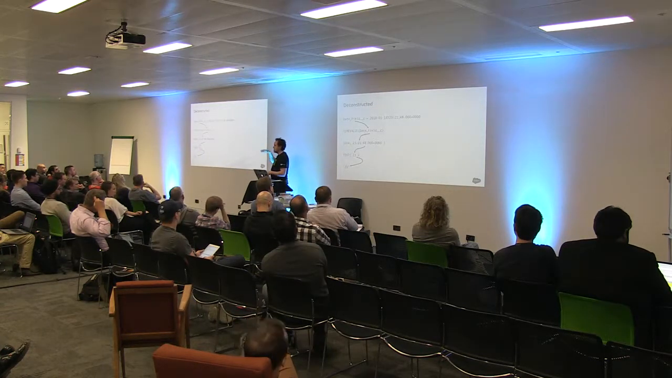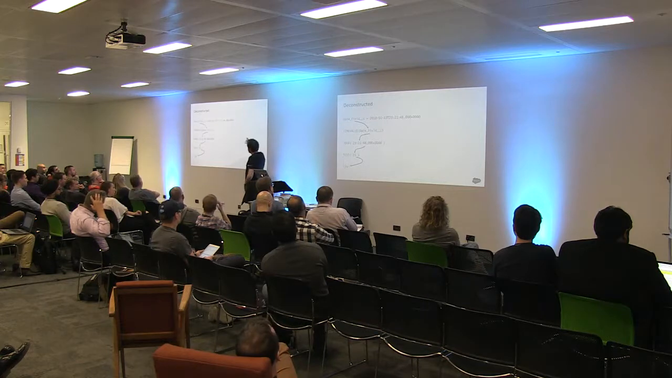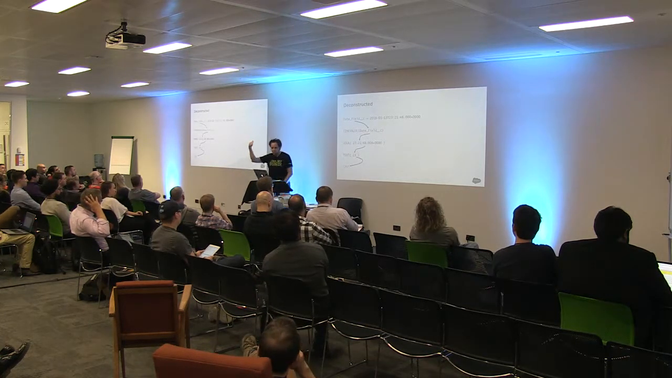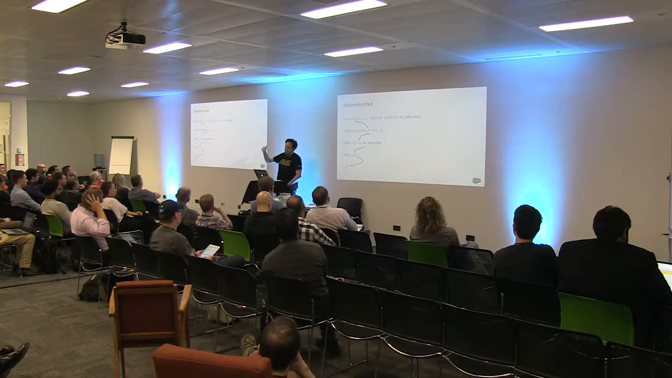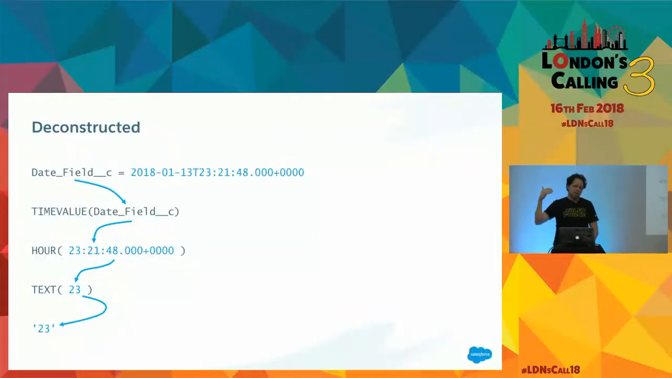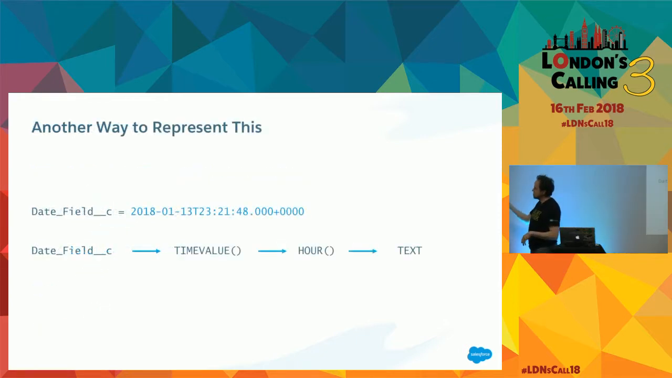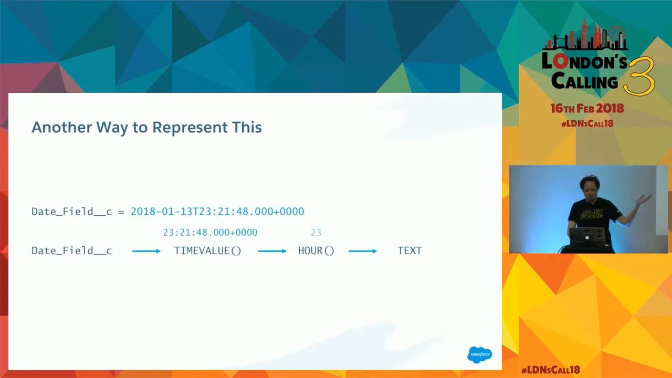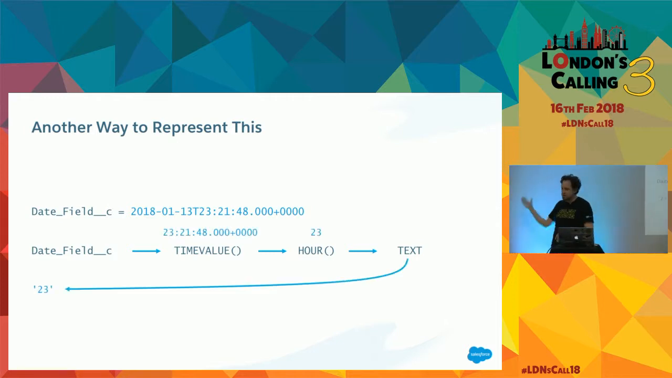Another way to represent this is like this, where I have this date time value, and then it goes through the time value function, and then that passes something to the hour function, and then that passes something to the text function. And so when you wrap one function inside of another, it's sort of like you're passing data from one function to another. And so you could actually represent it sort of like this, where my date field gets passed to time value, to hour, and then to text.